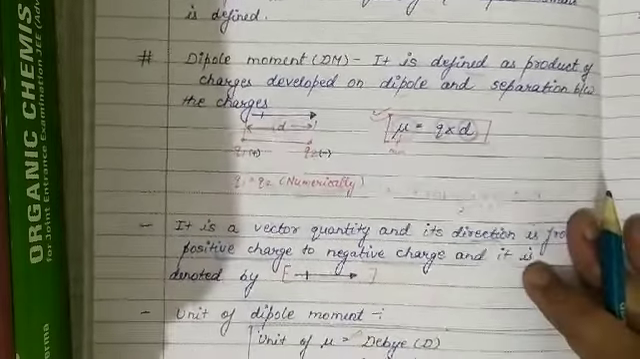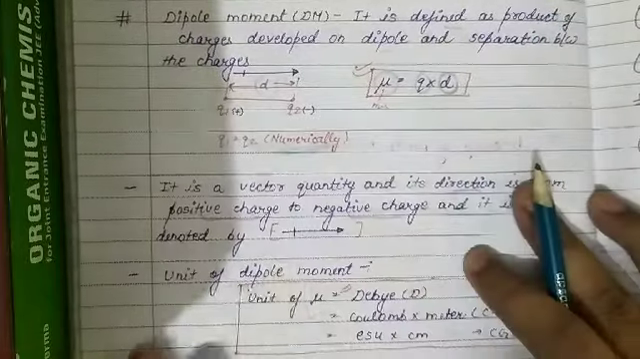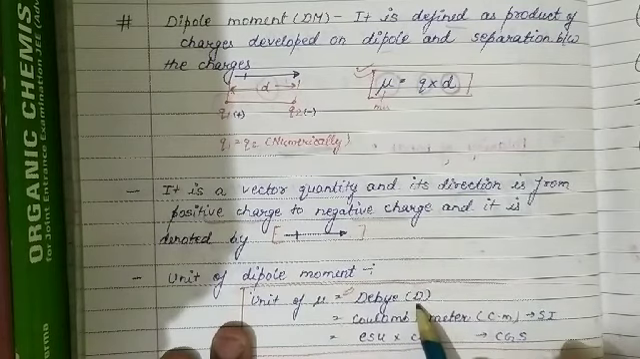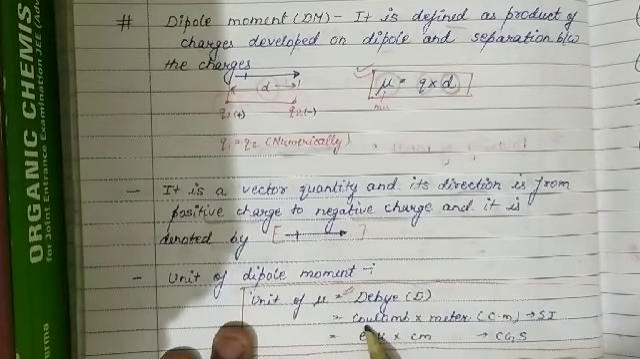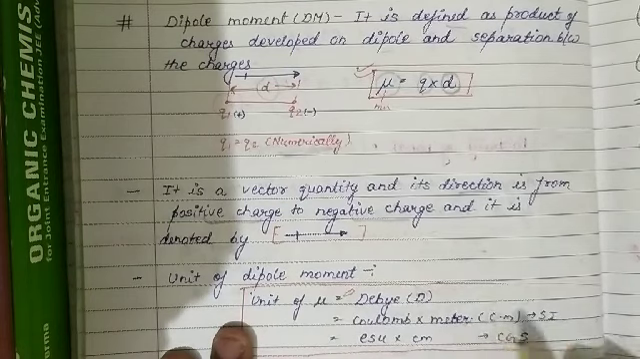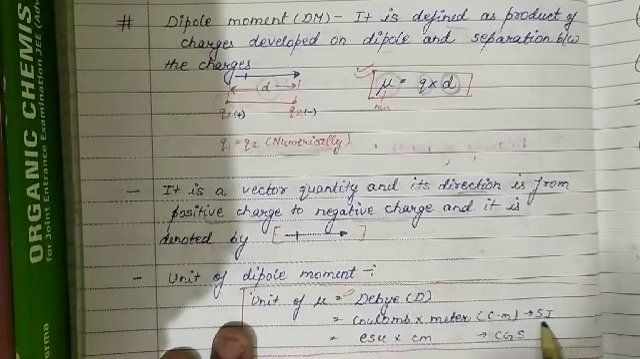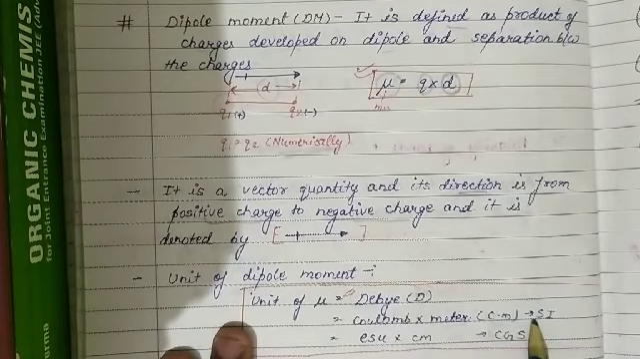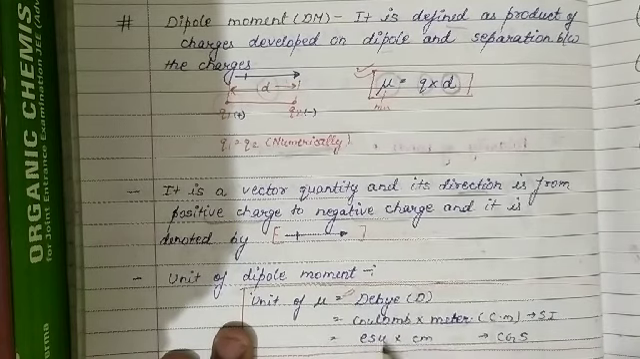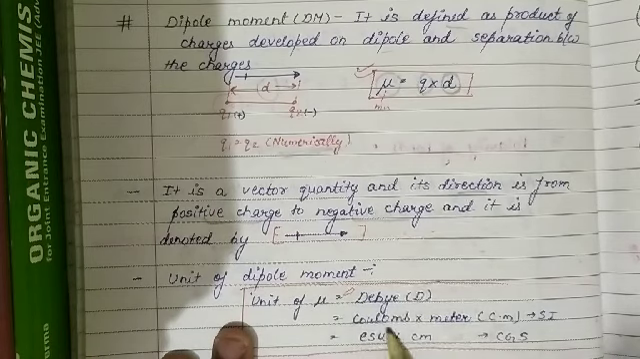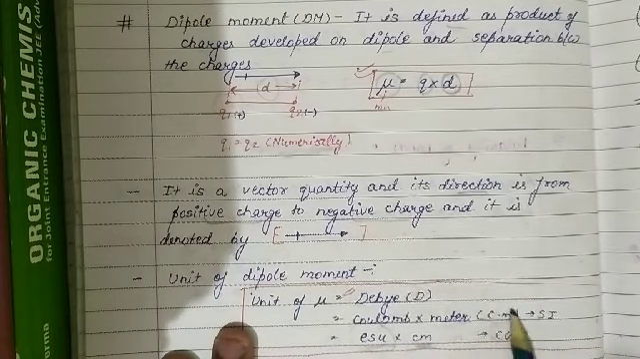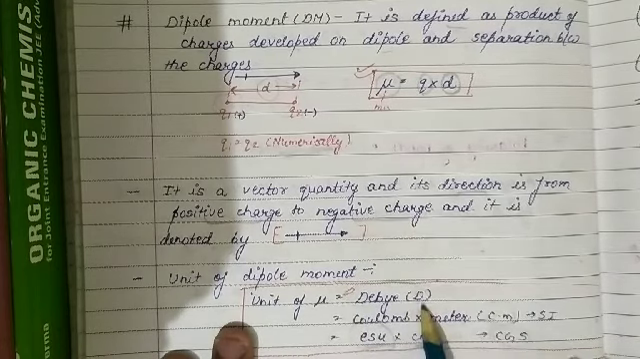See the unit of dipole moment. What is the unit of dipole moment? The unit of dipole moment is debye. Debye is basically charge in terms of coulomb and distance in terms of meter. So also we may say coulomb meter. This is coulomb meter in the SI system. As the unit of charge in the CGS system is ESU, electrostatic unit, into centimeter in CGS. Therefore, this is the CGS unit, this is the SI unit. Also, it is equal to debye.